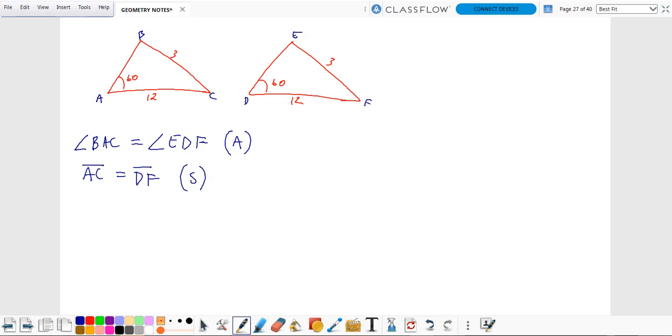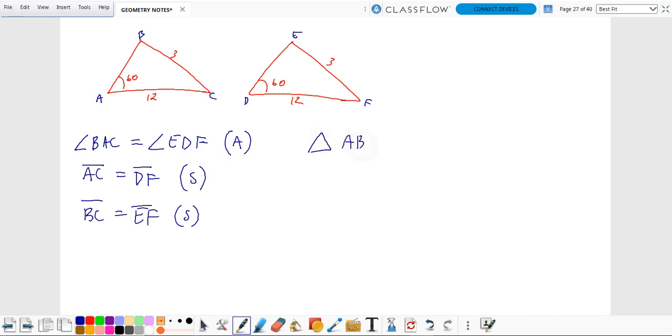Okay? And then what's the last thing that's the same? Side BC. Good, so side BC is equal to side EF. And that's also a side. So as a test, you can see that you've fulfilled 3 of them. You've got SAS. So what you'd write as a final answer is what Lily was mentioning before.